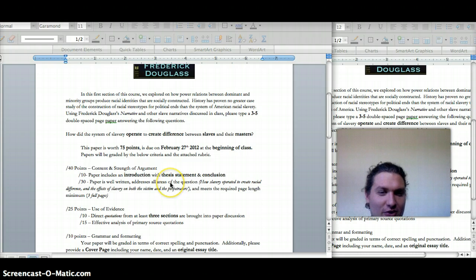Essentially, if you look at your assignment, the question is, how did the system of slavery operate to create difference between slaves and their masters? So, we were talking about slavery. Slavery is not inherently natural. Race is not inherently natural. That's something that's socially created. So how did it change the slaves, which I think is a lot easier to talk about, how it changed how it treated African Americans in an intentional way to create difference? I think that's very obvious.